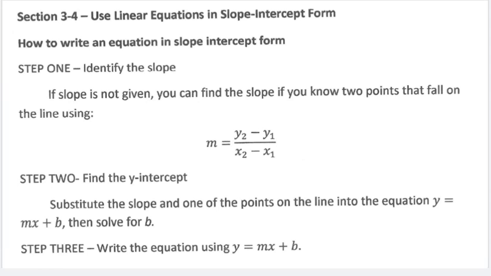Okay, now the next step, which I'm going to show you by example in a minute, is to substitute the slope and one of the points on the line into the equation y equals mx plus b, and then solve for the b. The b is our y-intercept. Once you have the slope and the y-intercept, you then just write the equation. All right, so let's look at some examples.